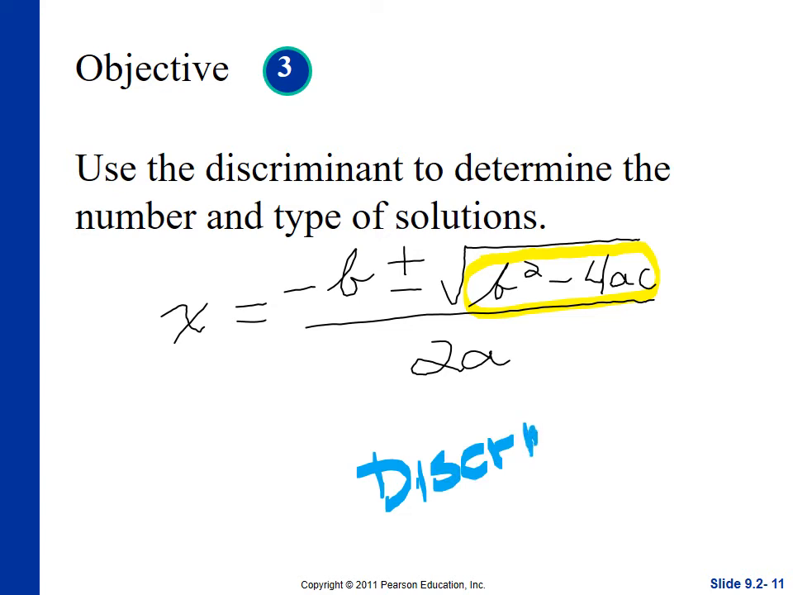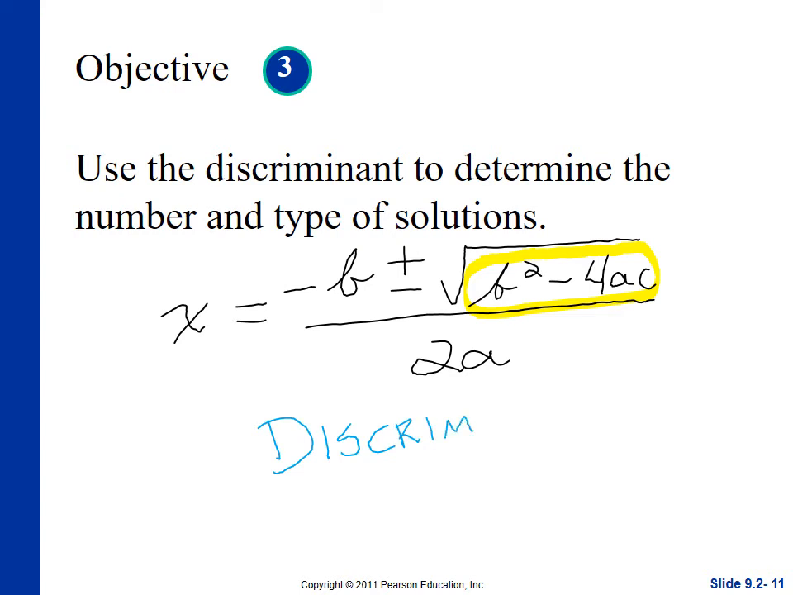You know what? I'm going to erase that. Discriminant. Okay, so this is right here. And since we have to evaluate this anyway when we're doing this work, sometimes it helps to get some clues from it. And that's what we'll be doing with the discriminant.